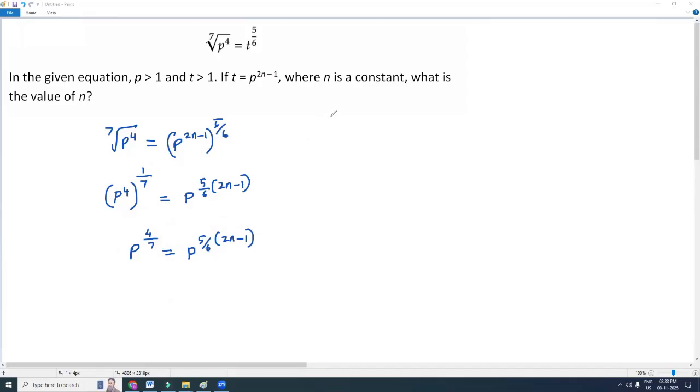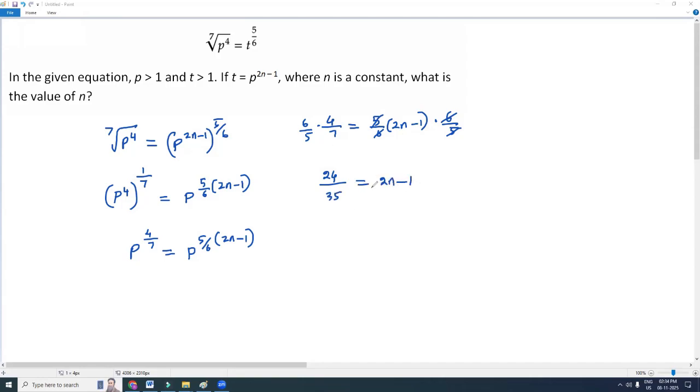Okay, when I equate the exponents, I am getting 4 over 7 equals 5 over 6 times 2n minus 1. Let me multiply both sides of the equation by 6 over 5. Let me do it over here. So I want to get rid of this fraction. That's why I multiply both sides of the equation by 6 over 5. So this 6 will cancel out. This 5 will cancel out. Okay, here 6 times 4 is 24 and 5 times 7 is 35, equals 2n minus 1.